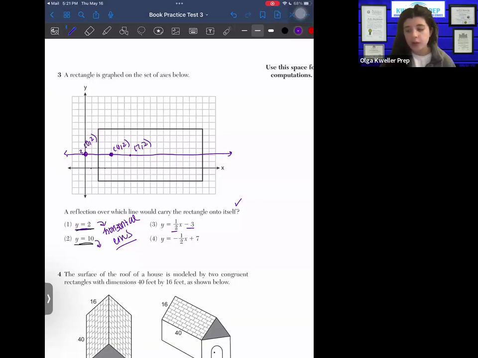Okay, so now imagine reflecting this rectangle across this line. So how do we reflect it, right? Let's say we have a point, this point. This point is 1, 2, 3, 4 down. So if I reflect this point across this line, I would now have to go 1, 2, 3, 4 up. Does that make sense?